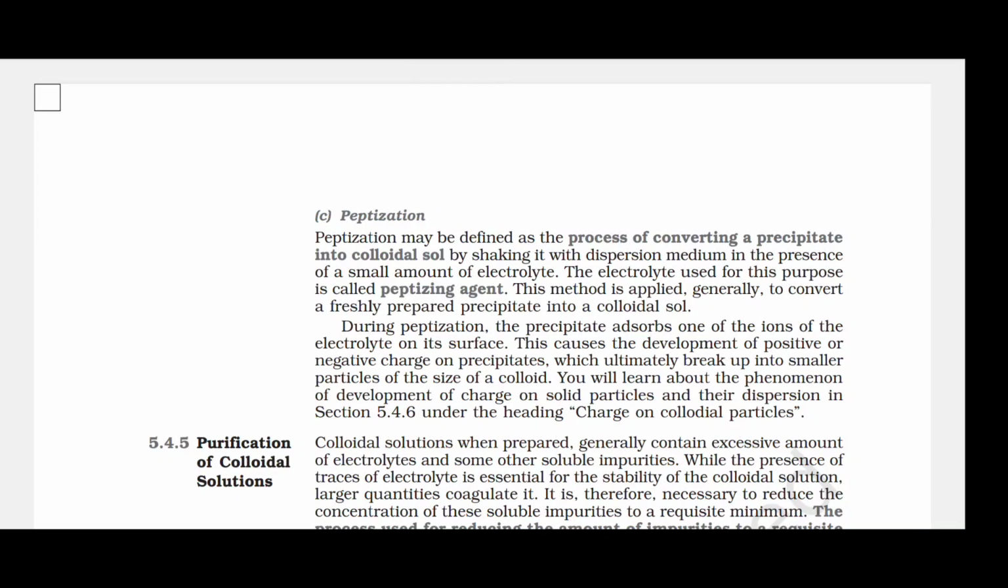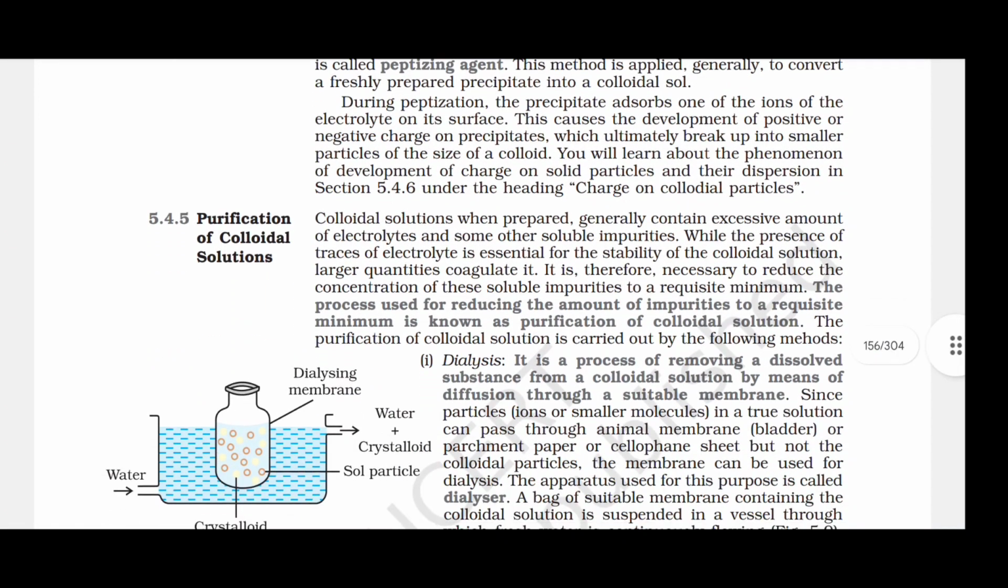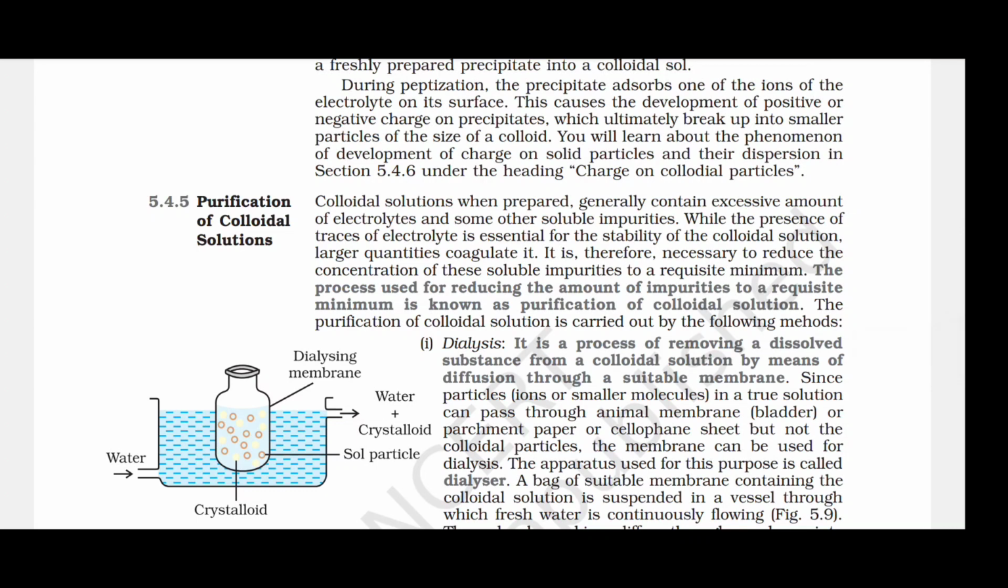During peptization, the precipitate adsorbs one of the ions of the electrolyte on its surface. This causes the development of positive or negative charge on the precipitates, which ultimately break up into smaller particles of the size of a colloid. You will learn about the phenomenon of development of charge on solid particles and their dispersion in section 5.4.6 under heading Charge on Colloidal Particles.